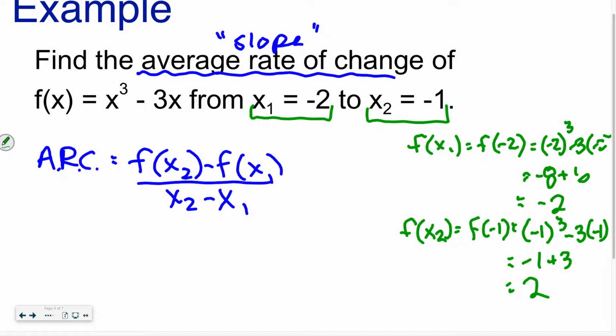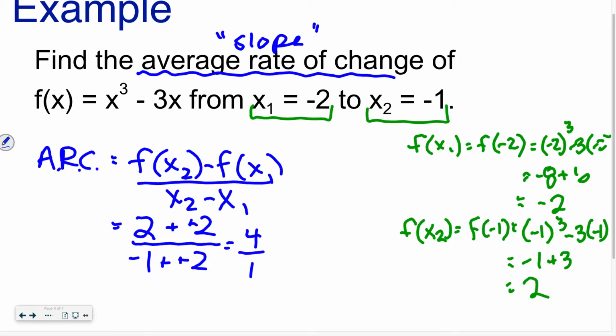It's different than our warm-up example where I gave you x, y ordered pairs. In this case, I'm giving you x values and a function, so you have to calculate the y value from that. But then you make a substitution. So we're going to do 2 minus negative 2 over what? Negative 1 minus negative 2. So 4 over 1, which is just 4. There's your average rate of change.